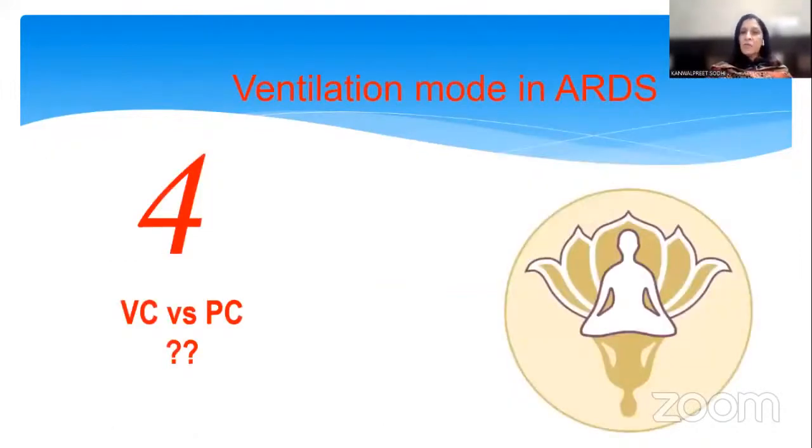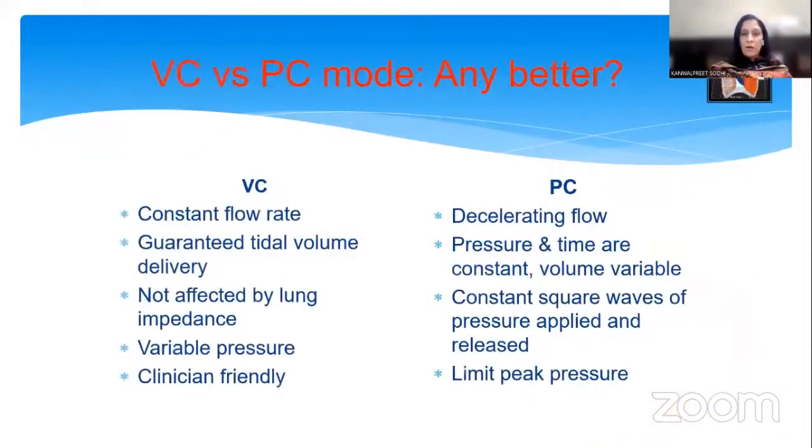The next thing that we have to decide when ventilating a patient in ARDS is the mode of ventilation. In volume control, we know there's a constant flow rate, guaranteed tidal volume delivery with variable pressures, and it's not affected by the lung impedance, and it is more clinician friendly. But in pressure control ventilation, there's a decelerating flow. The pressure and time are constant, but the volume is variable. So we have to look at what tidal volume is being delivered, and we can always limit the peak pressures.